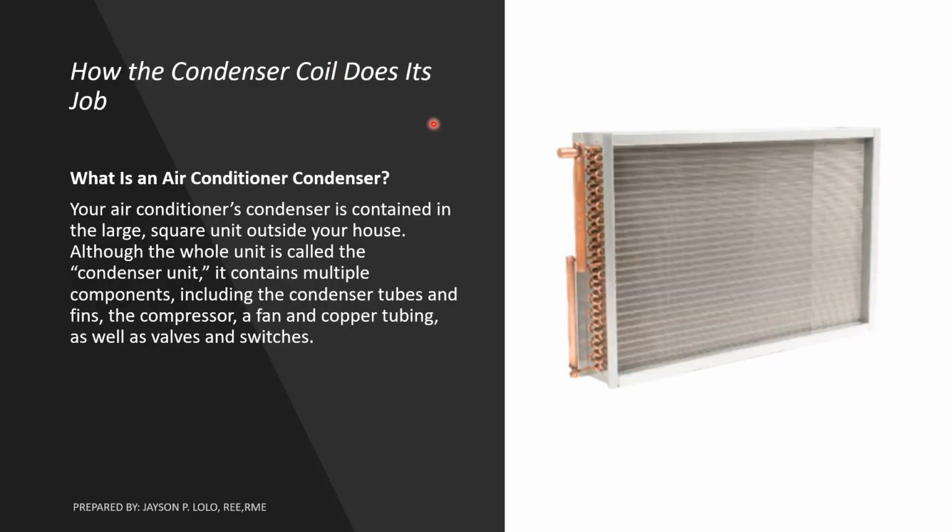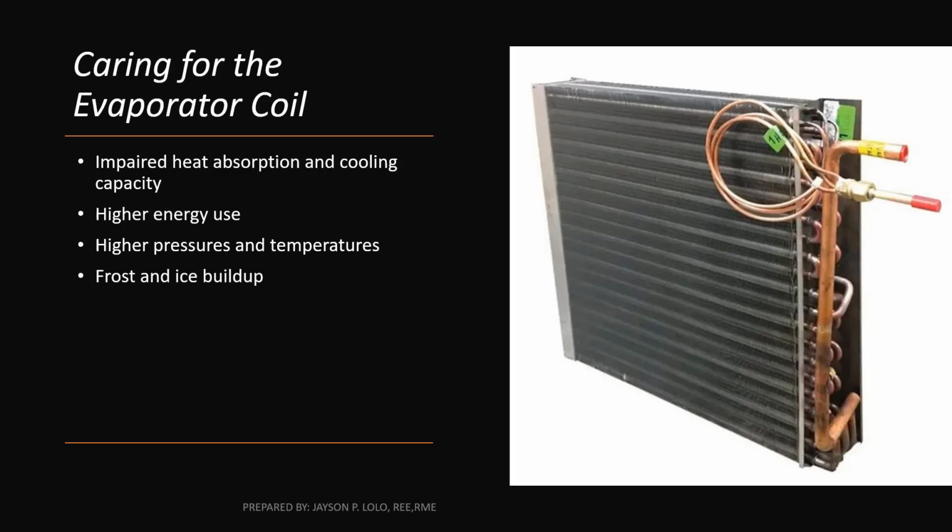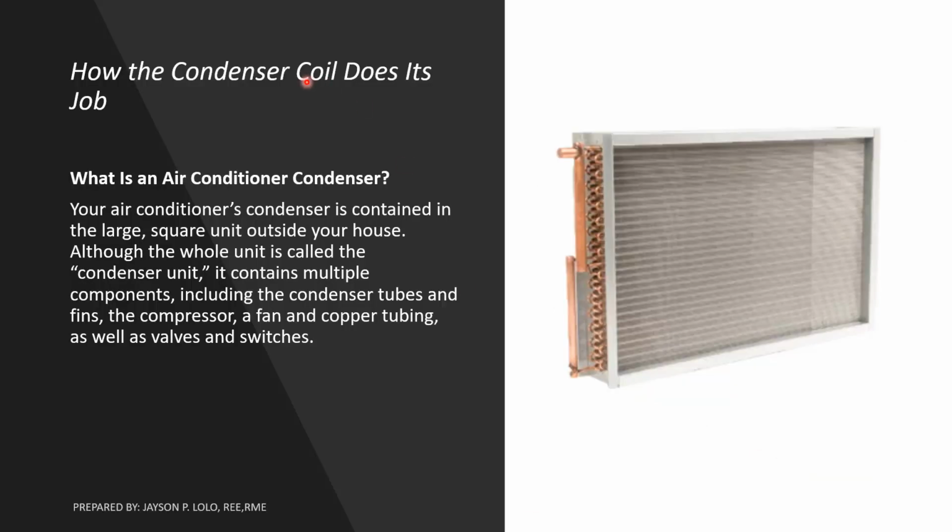So how does the condenser coil do its job? We are done with the evaporator coil. We can proceed now to the condenser coil. So what is an air conditioner condenser? Your air conditioner condenser is contained in the large square unit outside your house. Although this is the outer unit, the whole unit is called the condenser unit and contains multiple components.